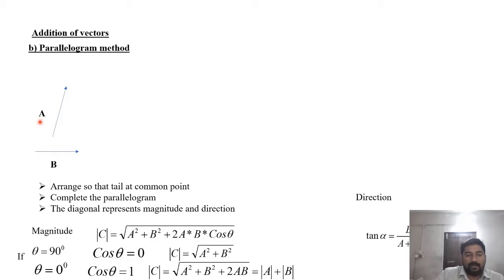So you have A, this is B, the same vectors we took in the last slide, and you arrange them so that the tails are at a common point.